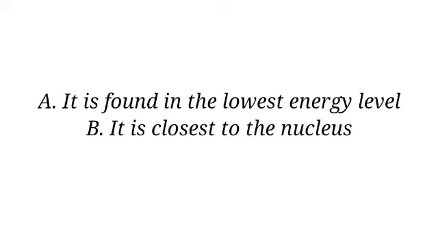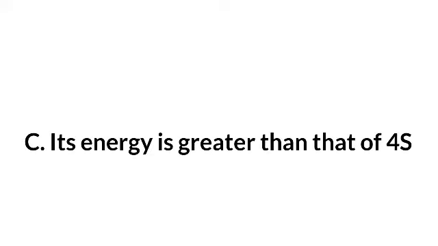Remember, option A says it is found in the lowest energy level and option B says it is closest to the nucleus. Now, let's look at option C. It is obvious that option C is not in correlation with A and B, because an orbital with the lowest amount of energy cannot have energy greater than another orbital, and option C says it has energy greater than that of 4s. How can that be possible when we've already known that it has the lowest energy? So how can it now have an energy greater than another orbital? That is impossible, which means that option C doesn't support A and B.